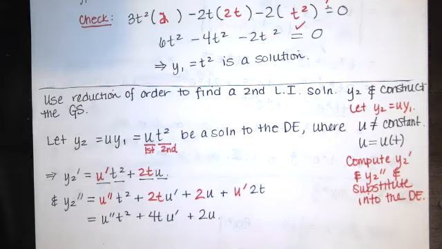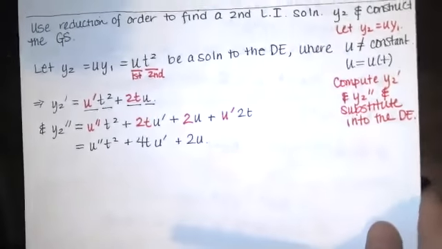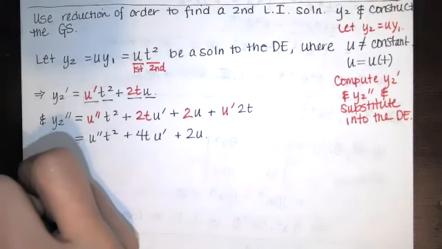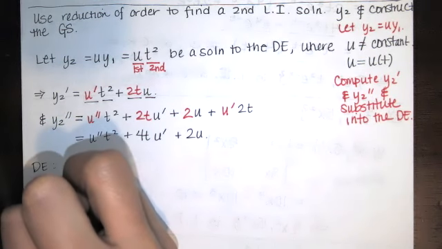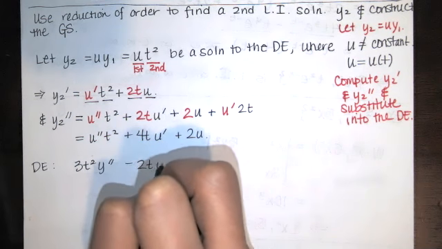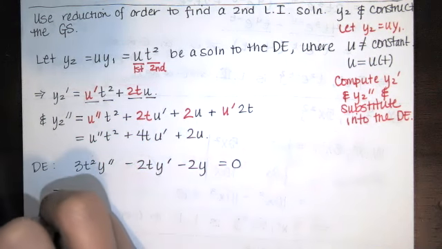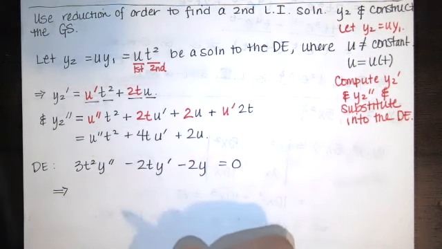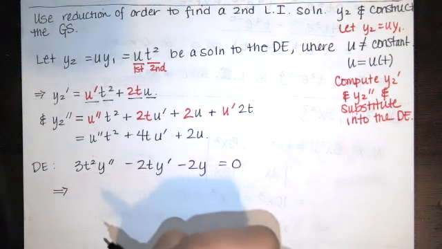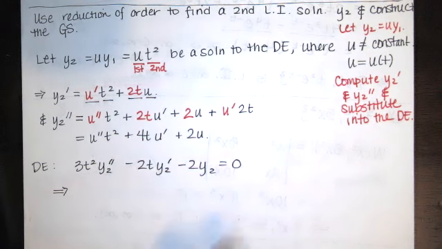Now, if y sub 2 is a solution, we can substitute it into the differential equation and it will satisfy that differential equation. So I'll write down my differential equation. It was 3t squared y double prime minus 2t times y prime minus 2 times y equals 0. And we're assuming that y sub 2 is a solution. So when I substitute in y sub 2, I should get 0.